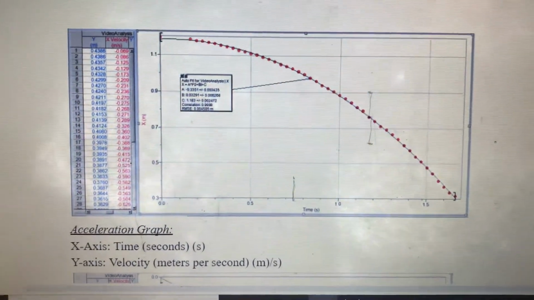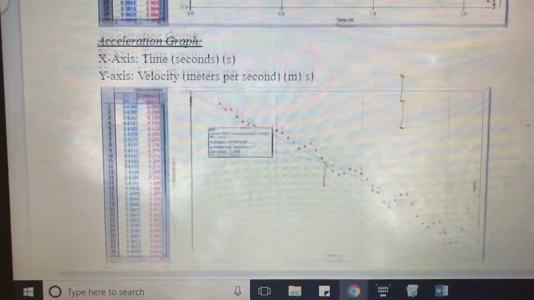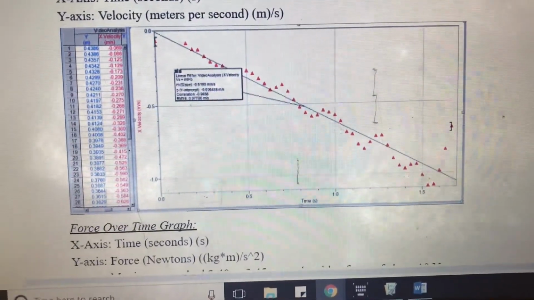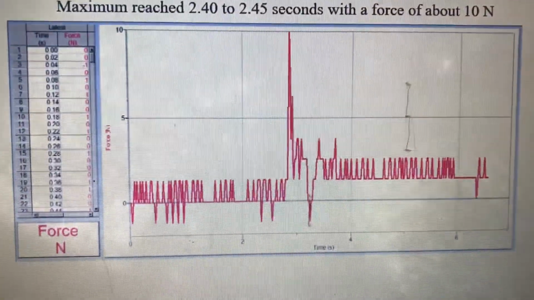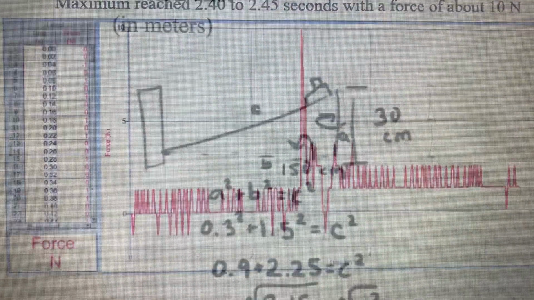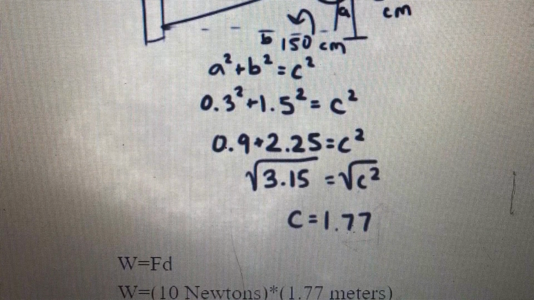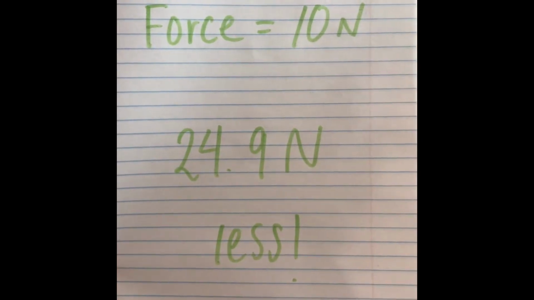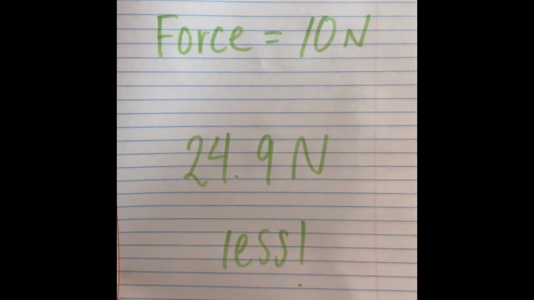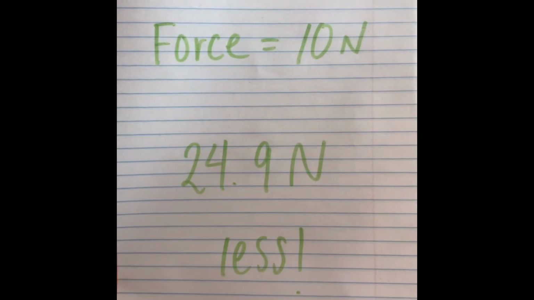Using the video recordings, we found, using Logger Pro, the velocity and acceleration of the cart. As for the force graph, this was found by using the pressure plate during the experiment. For our force graph, we found the maximum force caused by this airbag to be 10 newtons, which was 24.9 newtons less than the original force caused solely by the cart.